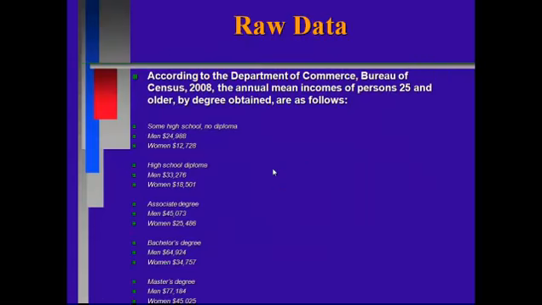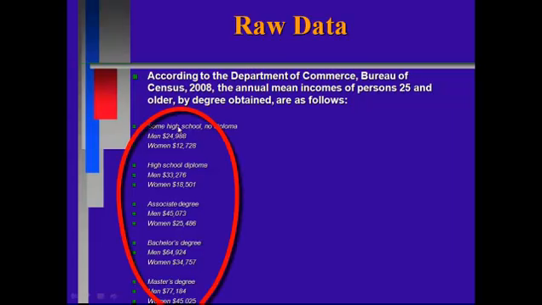So for this week, you are going to look in your calendar and you'll find multiple sources of raw data. This is an example of one piece of raw data where we're looking at the person's 25 and older by degree, and we're looking at their income. So here is the income for people with some high school. Here is the income for people with high school, associate degree, bachelor's, and master's. And you see they're comparing men and women together. So you'll take this raw data and you're going to turn it into a chart or a graph.